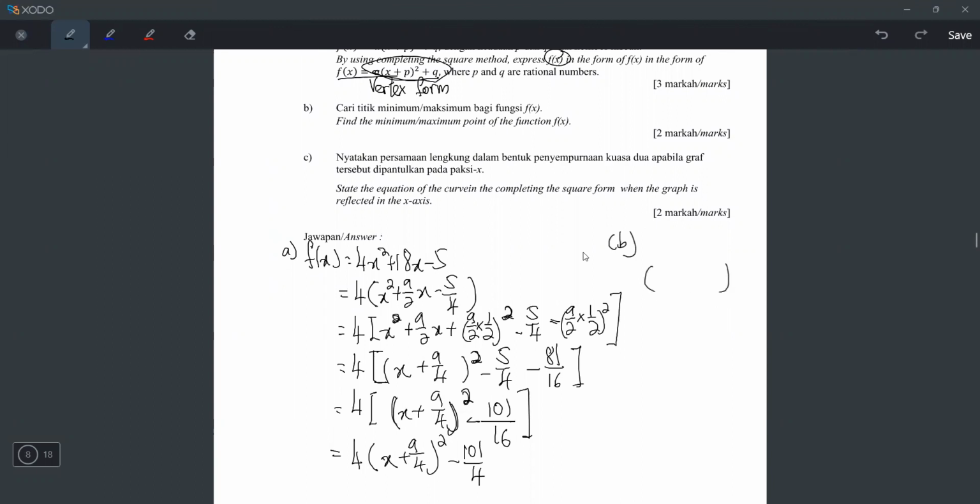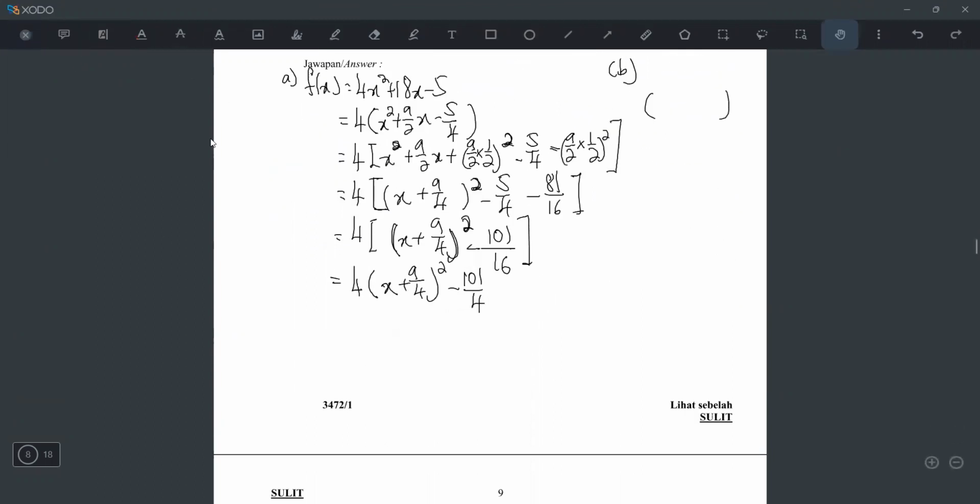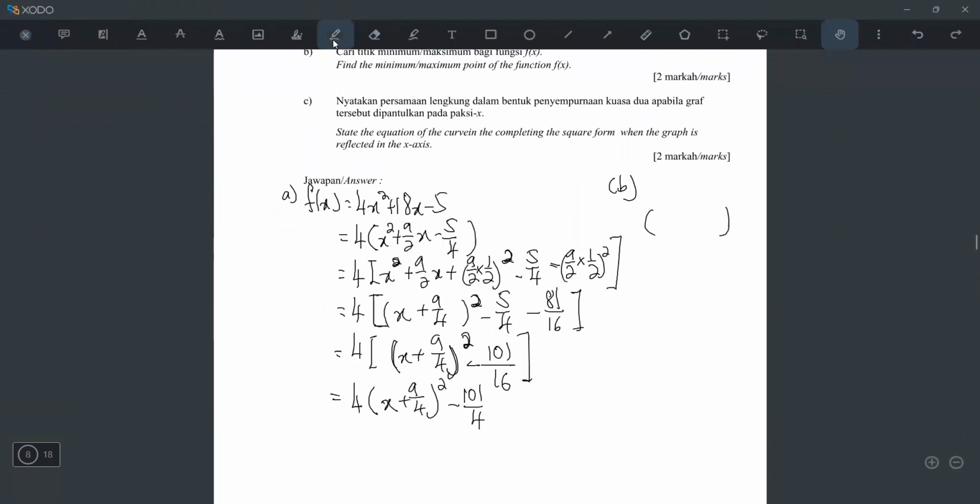Okay, so what's the turning point? What's the turning point? So just look from your equation. So the x coordinate you will get from here, right? This, and you'll get y coordinate from here, and this will be the a. This will tell you the shape. The shape. So don't worry about the shape first. Let's write down the coordinate first. So the x coordinate will be what? It's not 9/4, it's negative 9/4. Always remember to change sign. And the y coordinate just take only, no need to change sign. So negative 101/4. So that's the turning point.